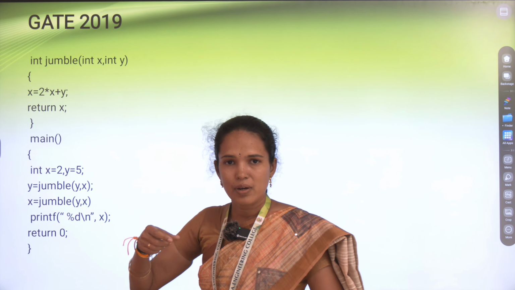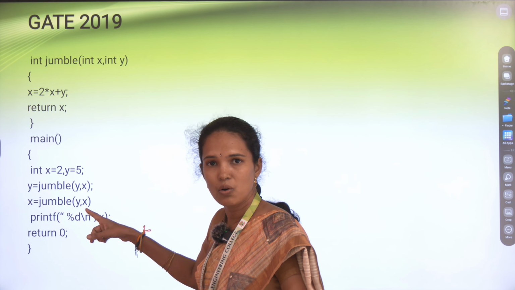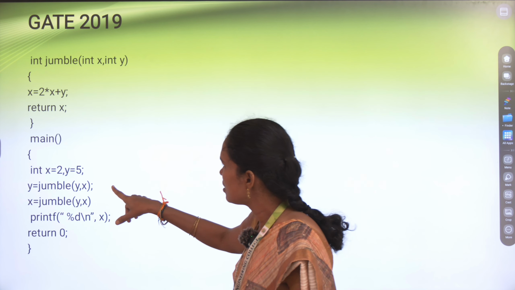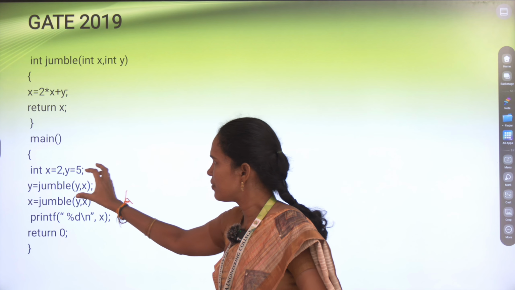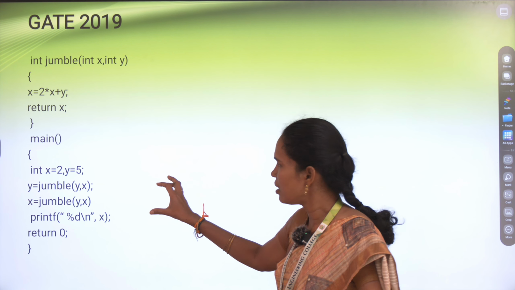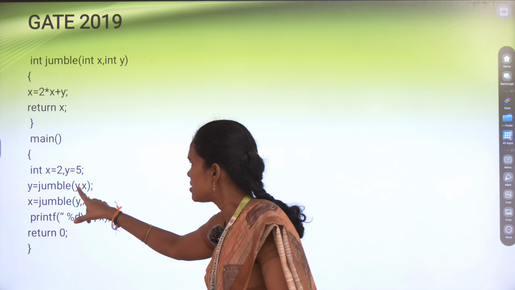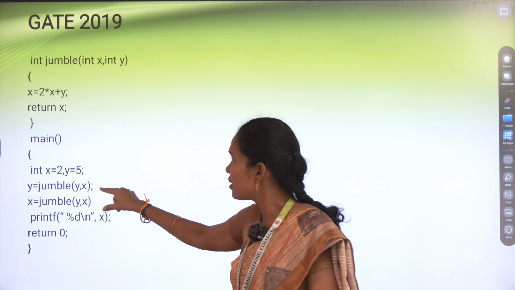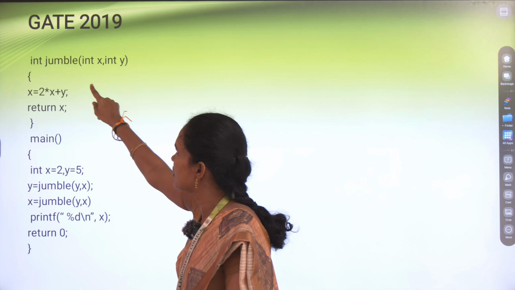Now, whenever we are compiling, the compiler will first go to the main method. Here is the main method: int x equal to 2 and y equal to 5. Whenever it is stored in the main memory, the value of x is 2 and the value of y is 5. Then y is equal to jumble y comma x. This line is nothing but a function call. So the cursor will go to the function.